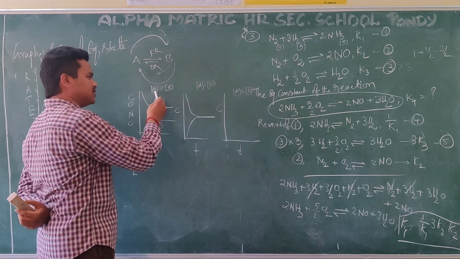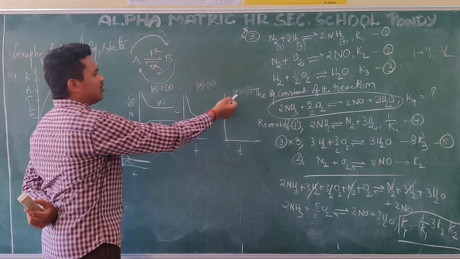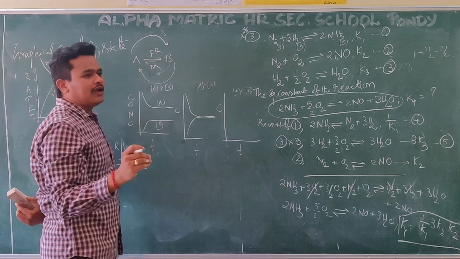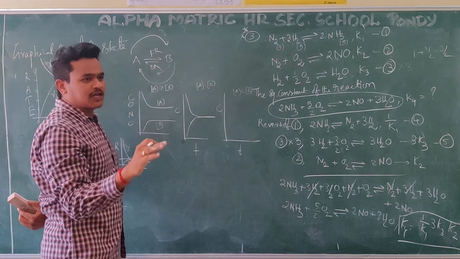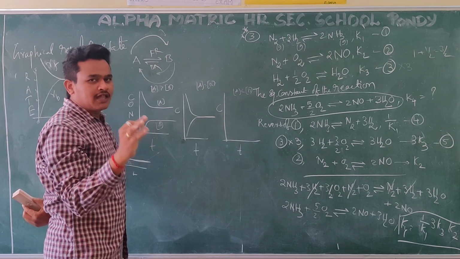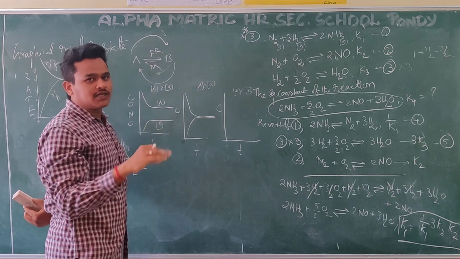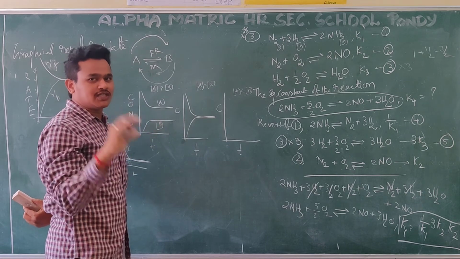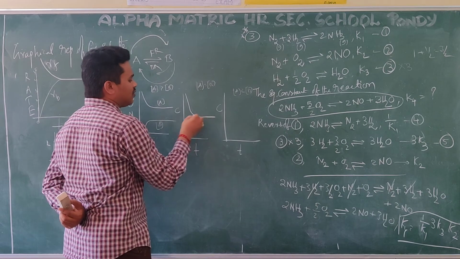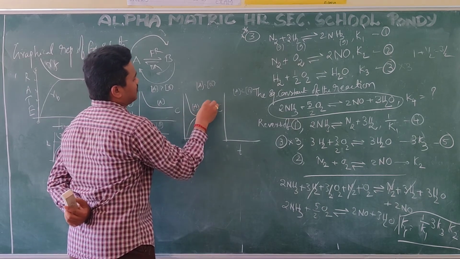At equilibrium A concentration may be greater than B, equal to B, or less than B. But what is the point? Once the equilibrium state is achieved, there is no change in the concentration of A and no change in the concentration of B. Even if A may be more or less, no change. B may be more or less, no change. That is what the equilibrium state is. Here A is equal to B, so both the graphs coincide with each other. This is the graph for A equal to B.